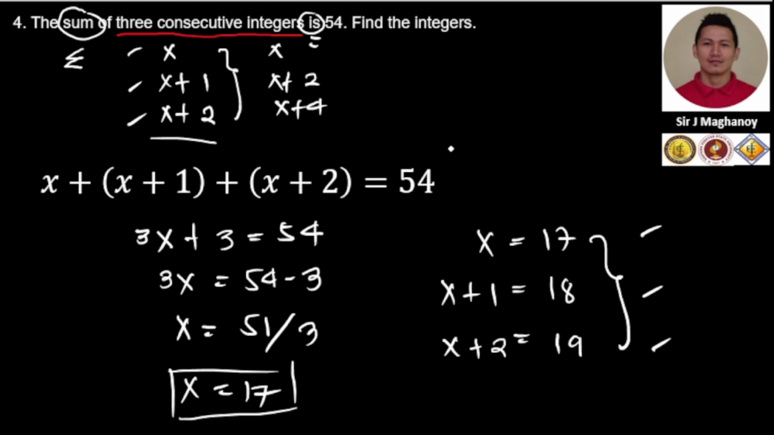Again, to recap, if we read three consecutive integers, our starting assumption is to let x be our first integer. If it is three consecutive integers, we can start with x, x plus 1, and x plus 2. If the statement is three consecutive odd or even integers, you can start with x, x plus 2, and x plus 4. Okay, I hope the problem is clear. So let's move to our next example.